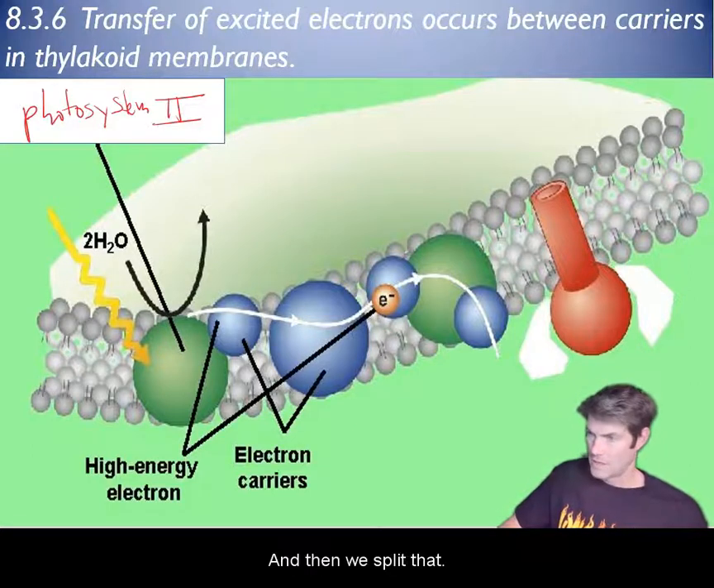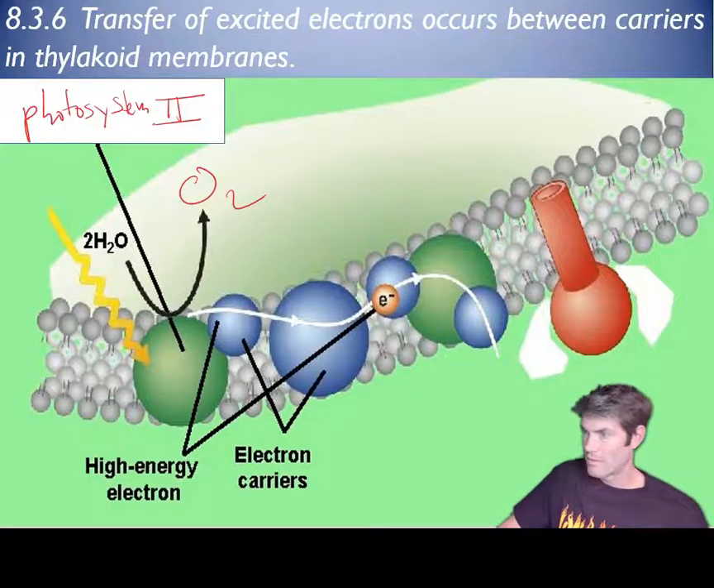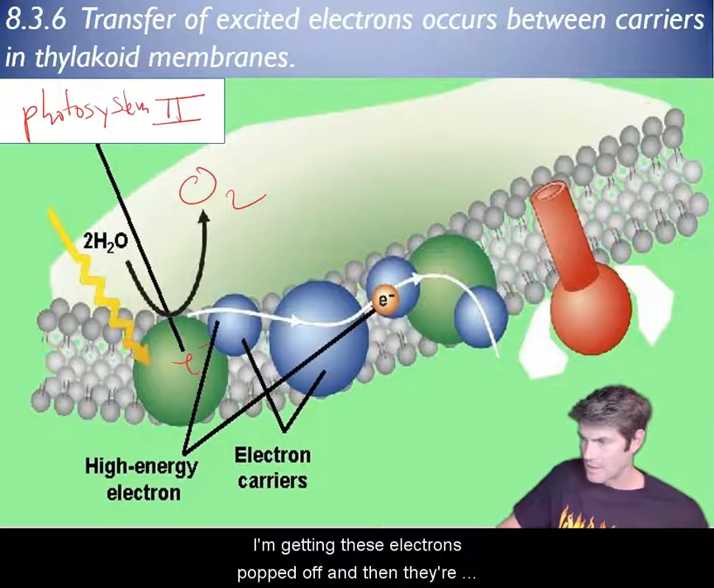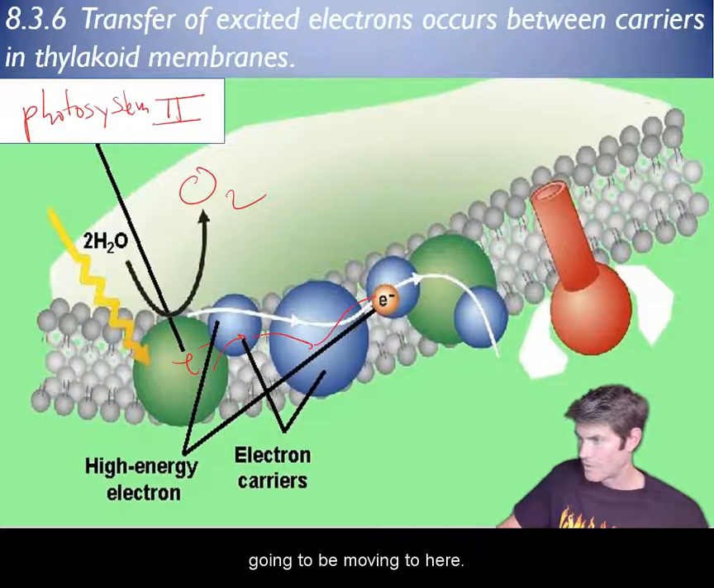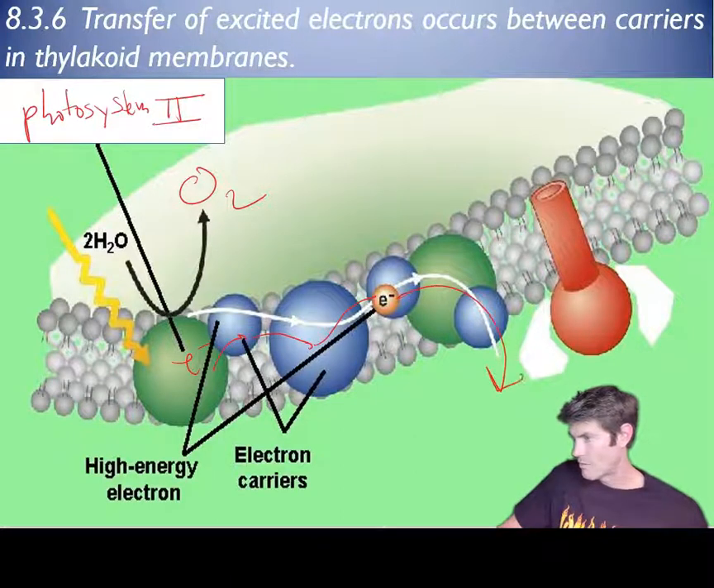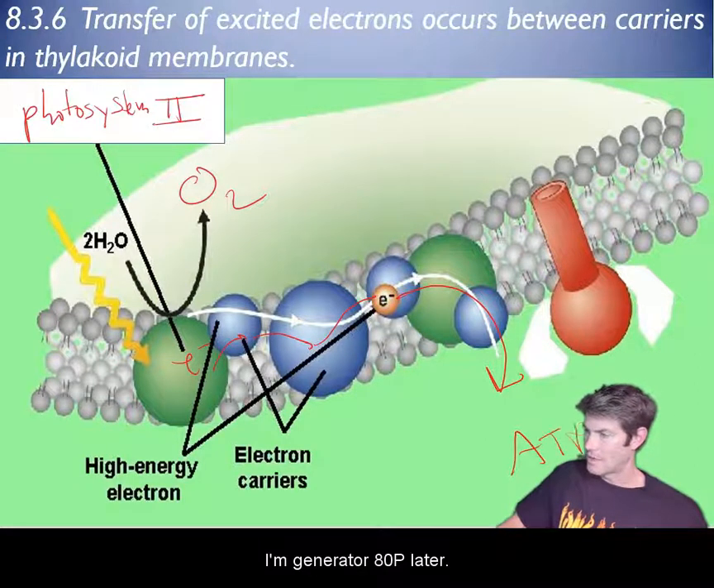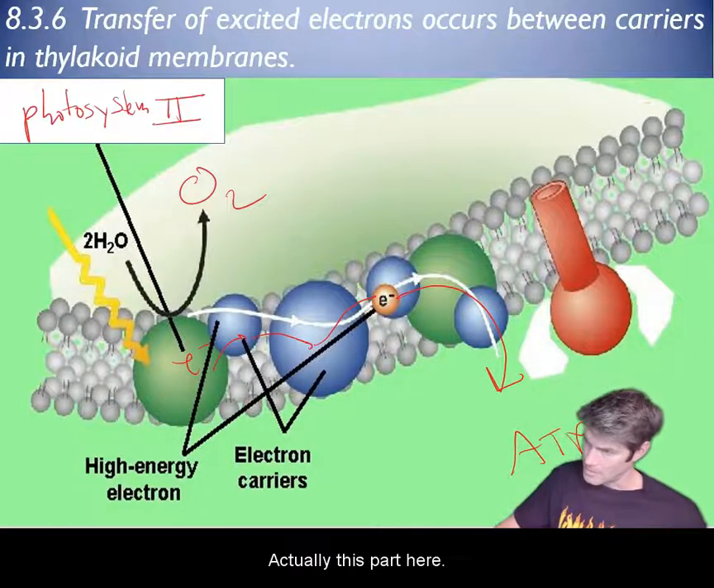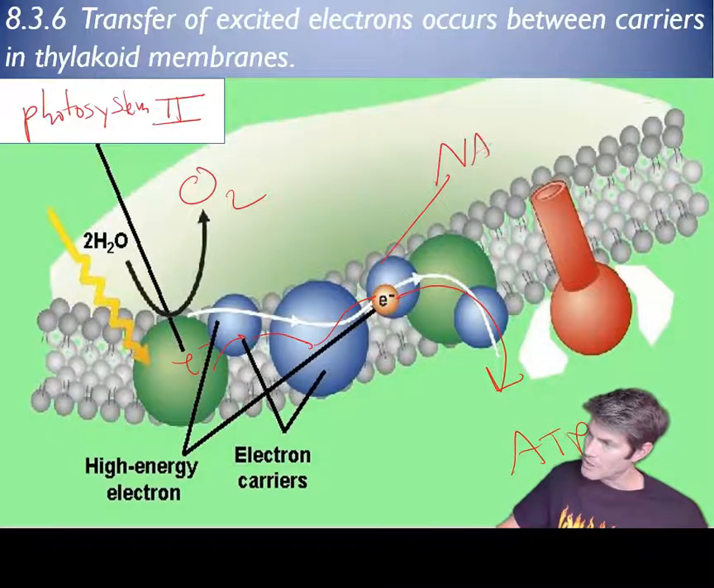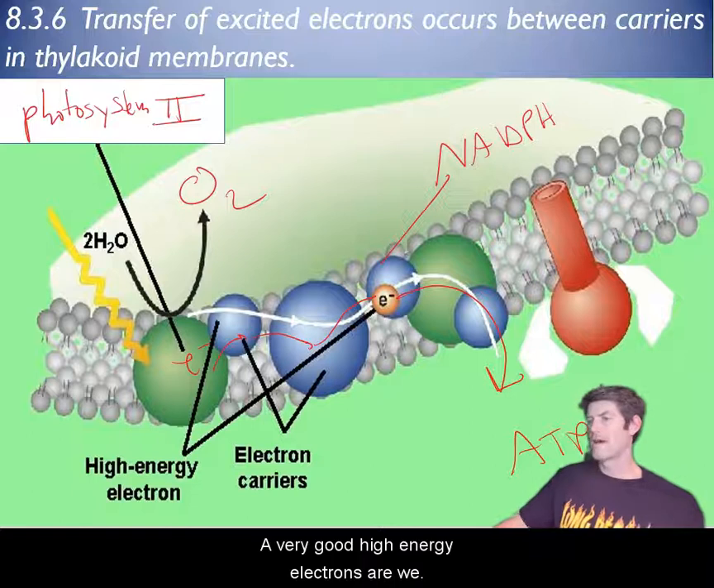And then again, we split that water, we get these electrons popped off, and then they're going to be moving through here. Okay, and that's going to help generate our ATP later on, or actually this part here, NADPH. Very good. High energy electrons.